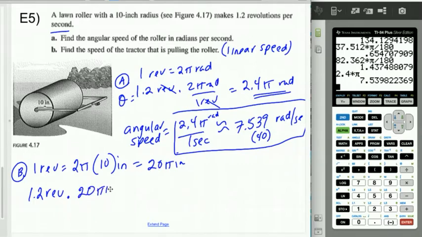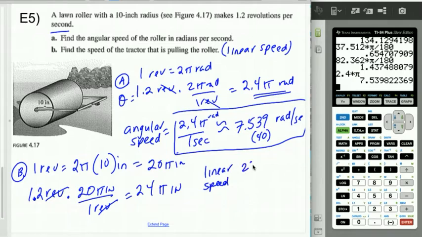So 20 pi inches over 1 revolution, I can cancel that revolution. And what's going to happen, I'm pretty sure that'd be a 12 times a 2. So I think we get 24 pi inches, which, again, I could approximate. That's the distance that's covered. But that's going to mean that the linear speed, how fast this tractor is pulling, is the 24 pi inches per 1 second. And that answer's great, and you could totally keep it.